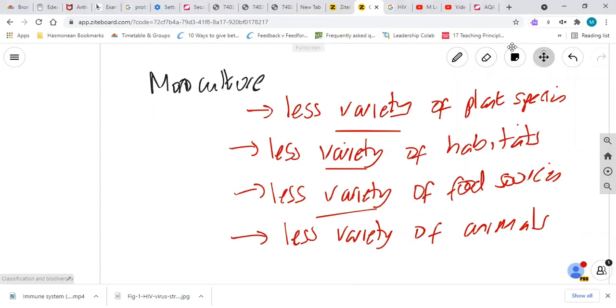Okay, so when you're thinking about describing the effects of farming and other things on biodiversity, think about the plant species, the habitats, the food sources, and the animals, but always think about variety. It's not about amounts, because you could have the same habitat 10 times. That doesn't help you. You need lots of different habitats, lots of different food sources, so that you can have lots of different animals.